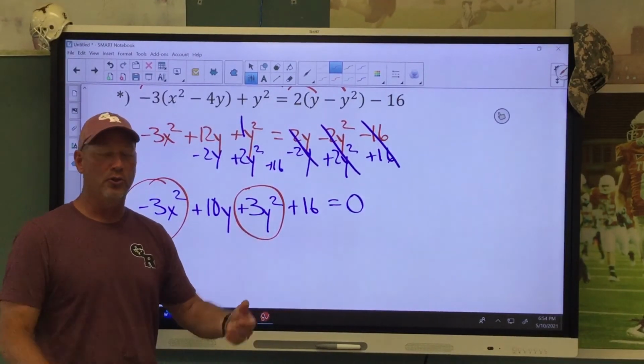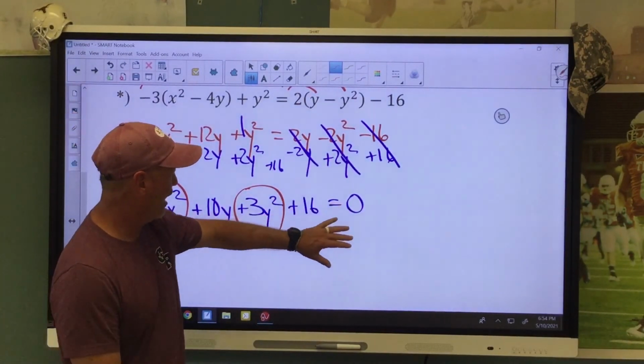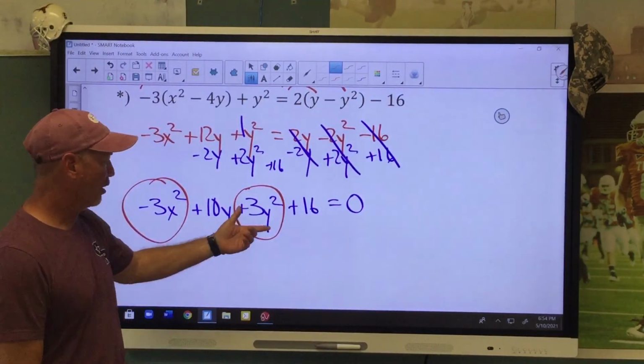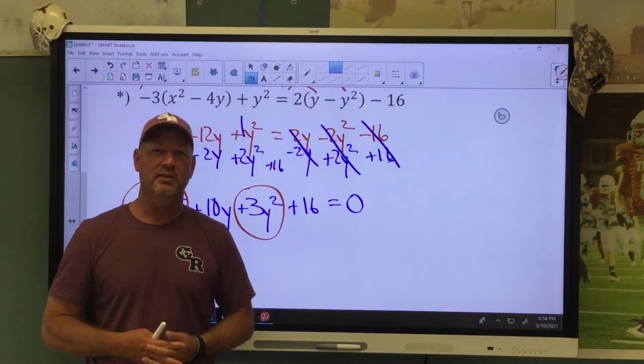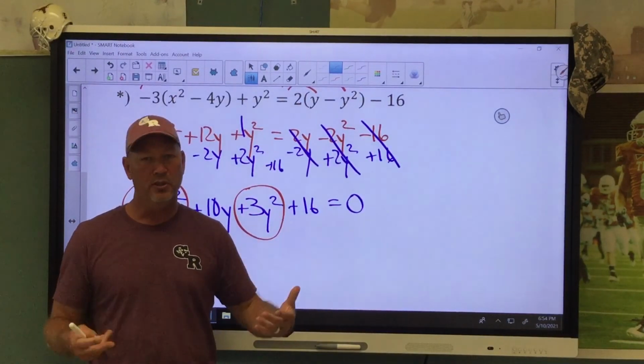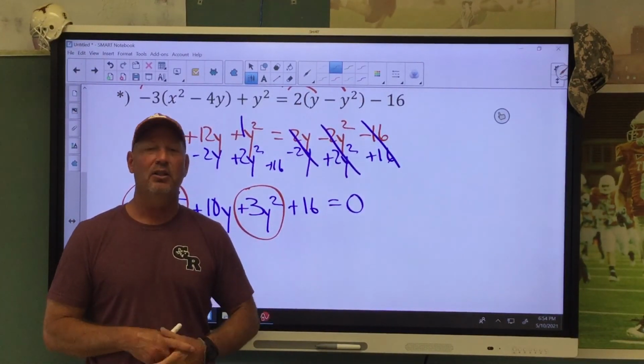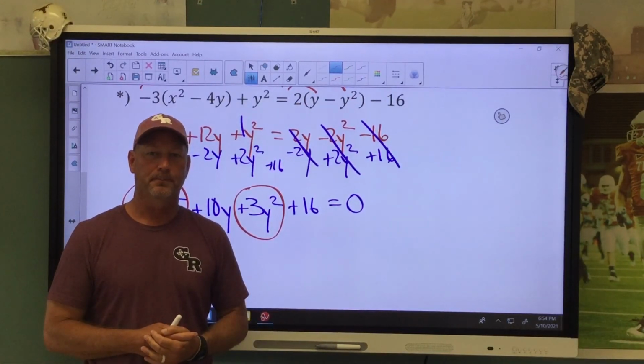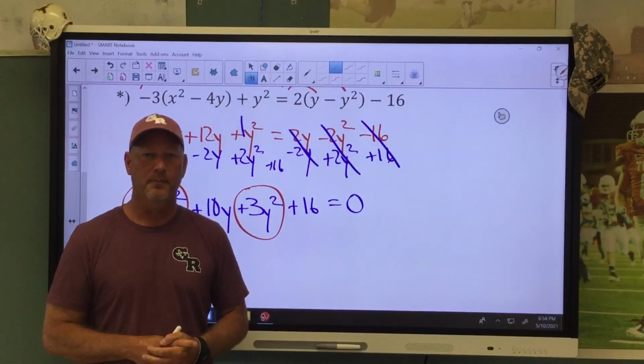So this is all you're doing, is you're trying to get everything on one side of the equation to where you have a 0, and then you start following your rules to determine what conic section it is. Once you determine what conic section it is, complete the square, work towards standard form. All right, shouldn't be too hard. Good luck.